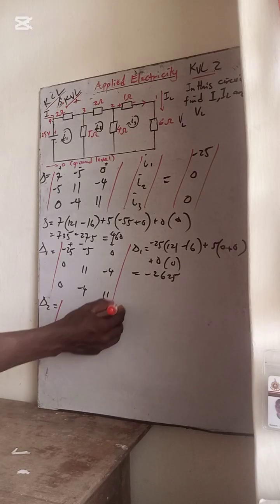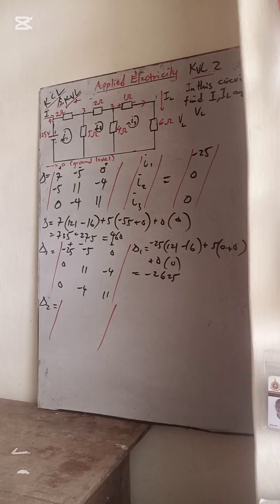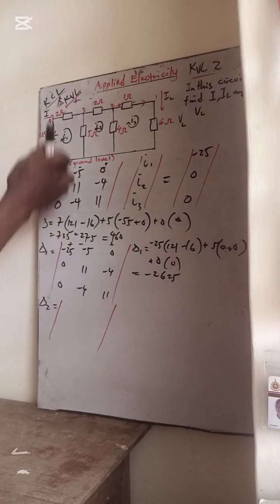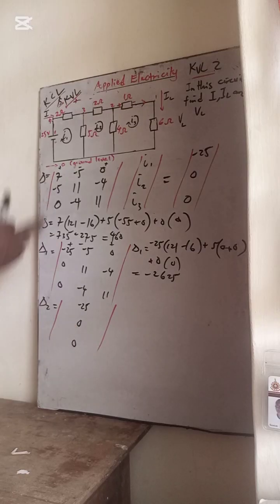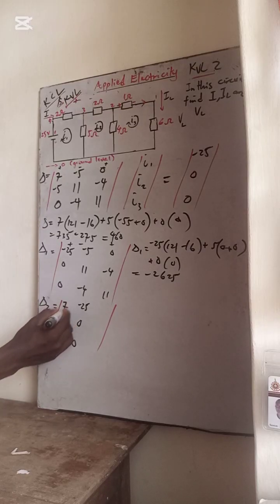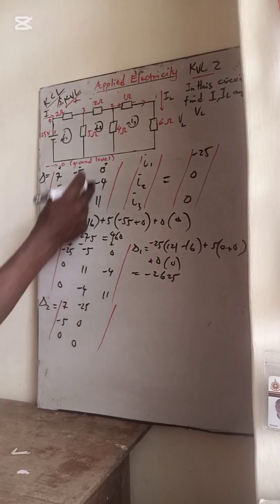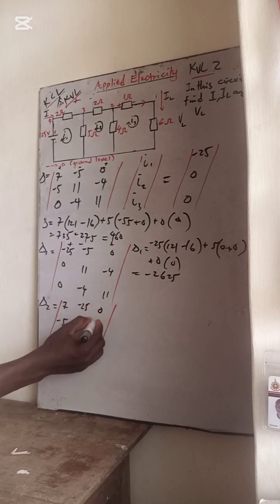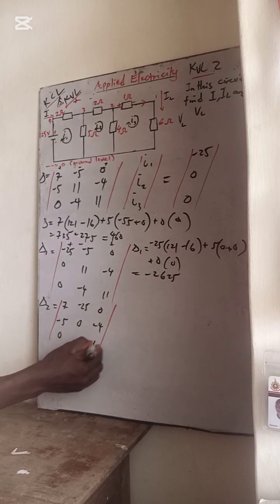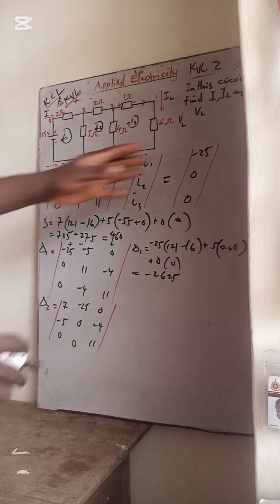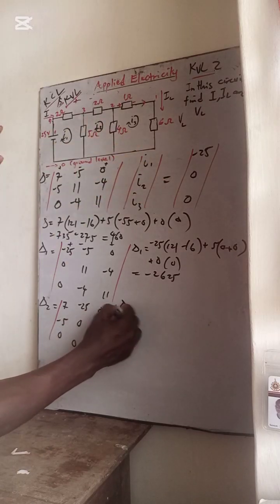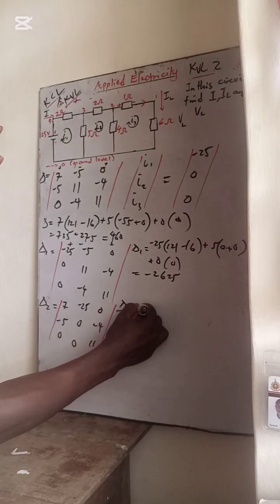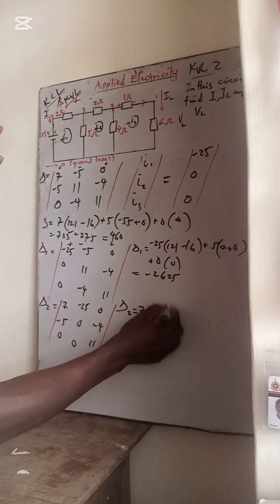We draw our determinants for delta 2. Now we are slotting this one at the second row. We have minus 25, 0, 0. Then put this one here, this row, 7, minus 5, 0. Then put this one here, 0, minus 4. So we are picking from our new determinant, we are mixing it with the results. So what we have here, delta 2 will be 7 into bracket, this is 0 minus 0, that's gone.